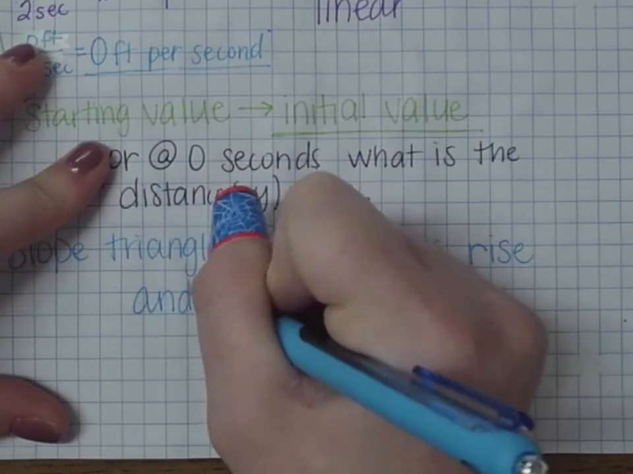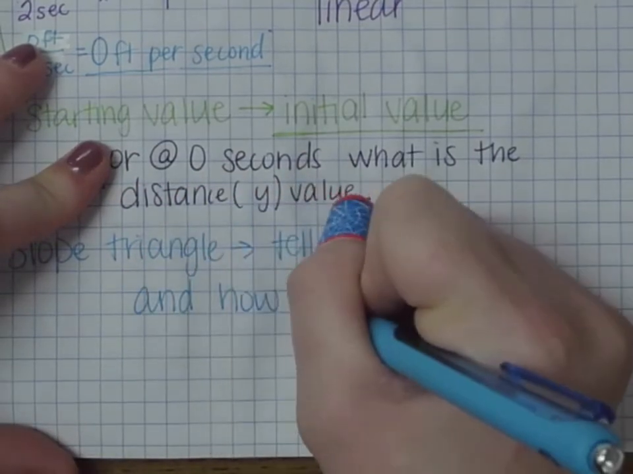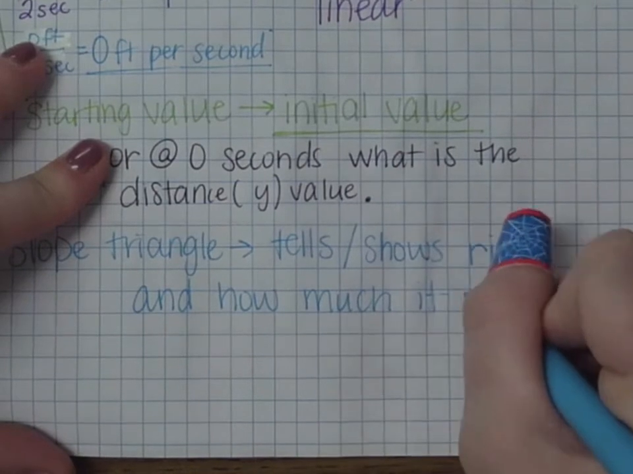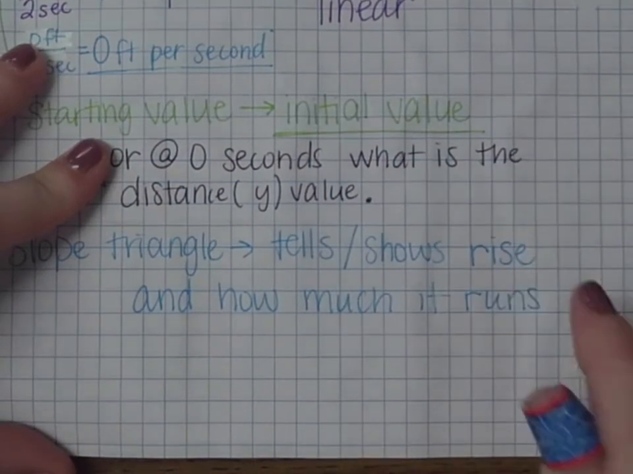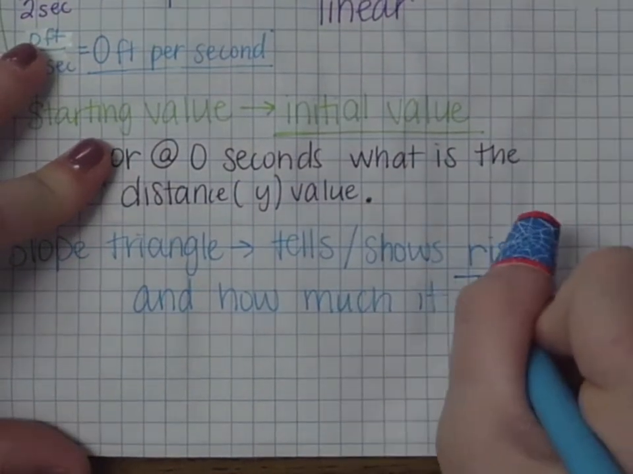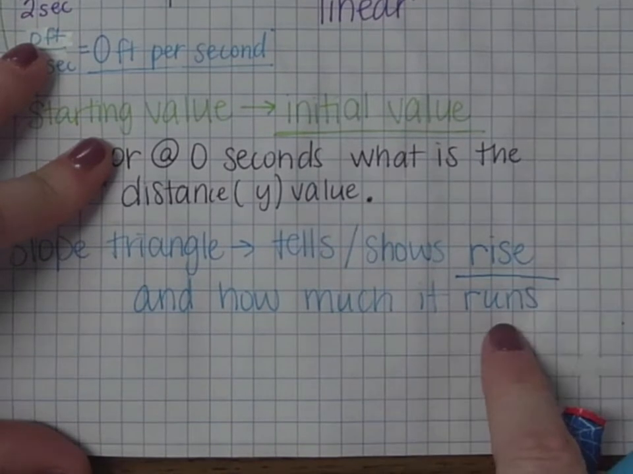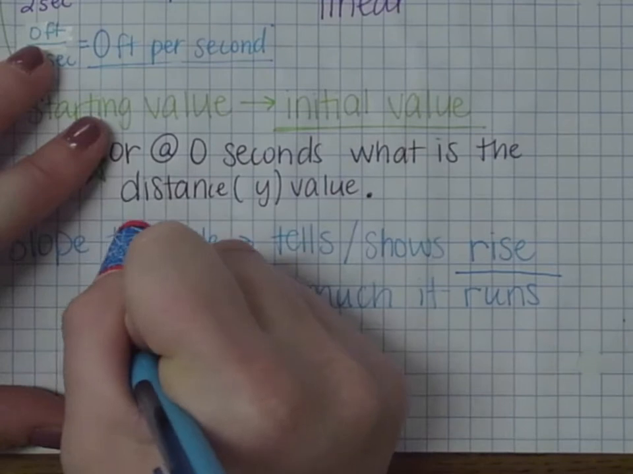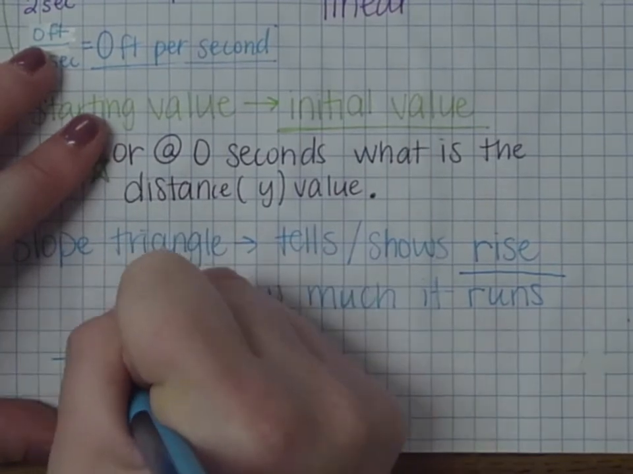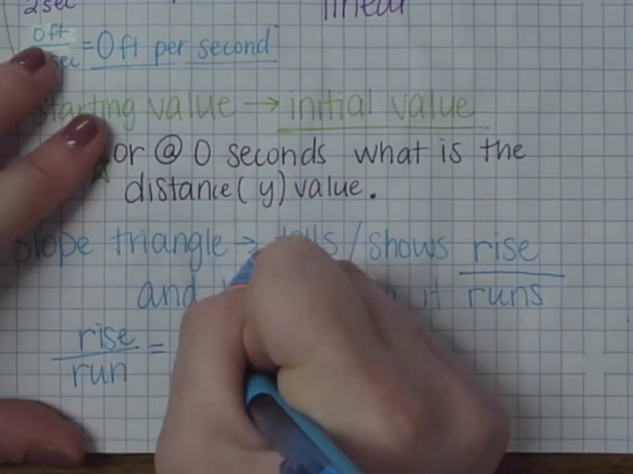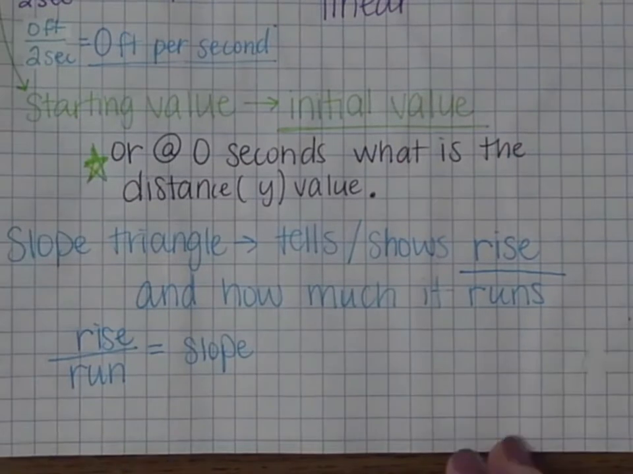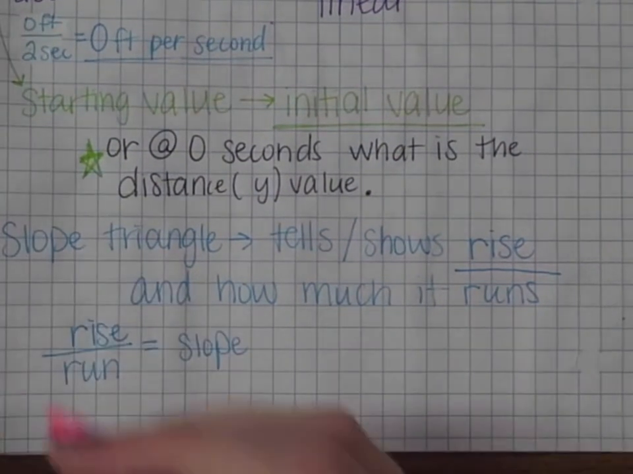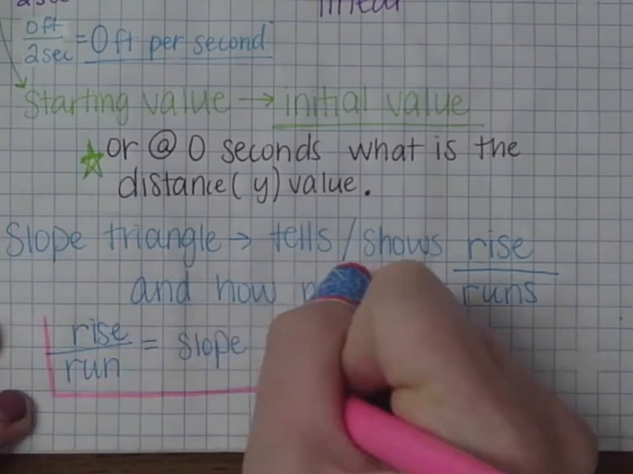And we call how much it goes over the run. So rise over run. So rise over run is our slope. And you probably want to highlight that, rise over run. That's a huge thing.